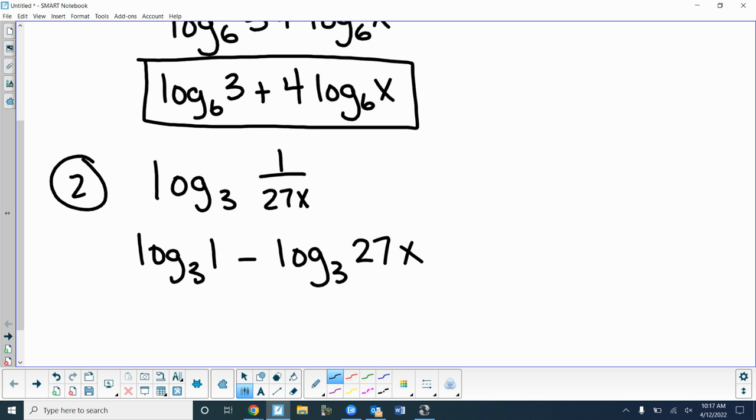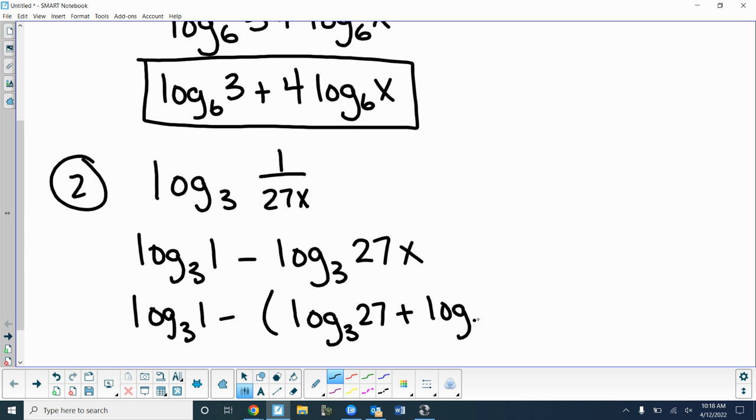Is it finished? No, because there's still multiplication there. Where's the multiplication? Oh, the x, yeah. 27 times x. So it's log base 3 of 1 minus log base 3 of 27 plus log base 3 of x.